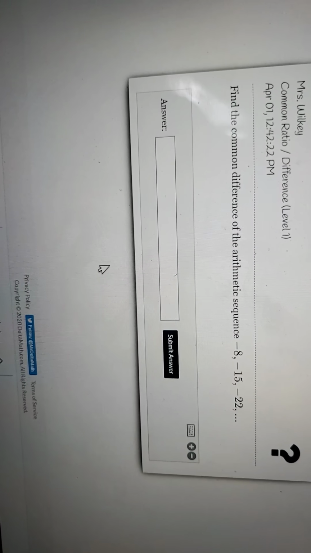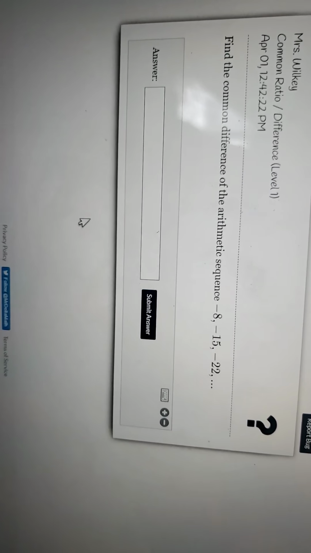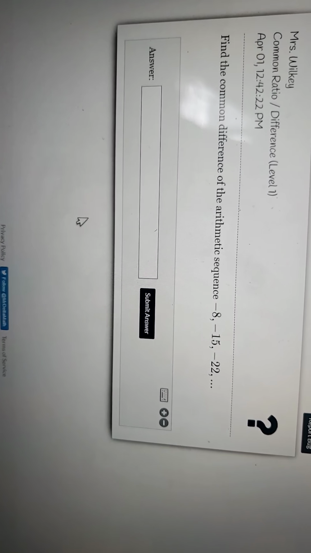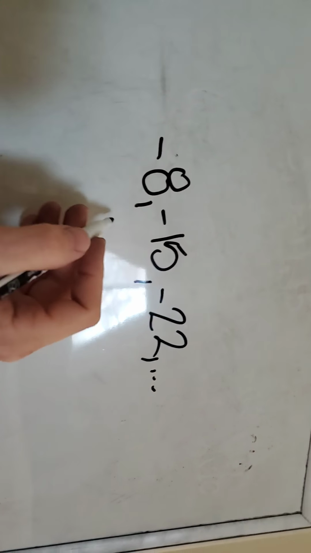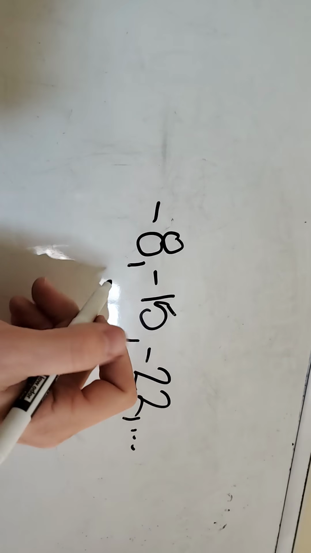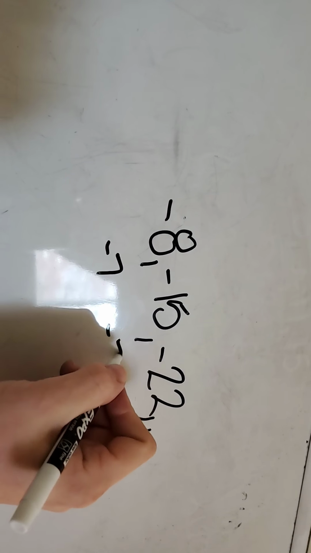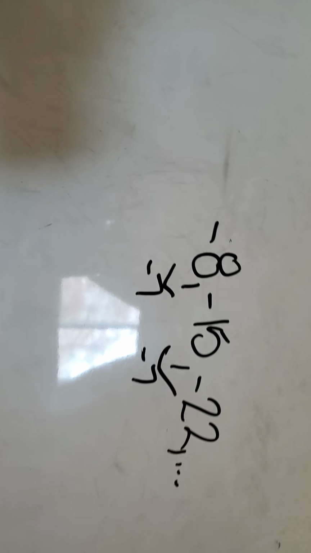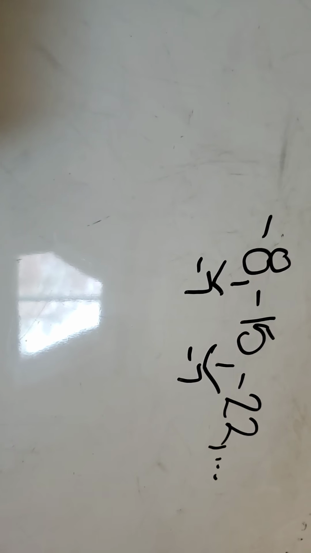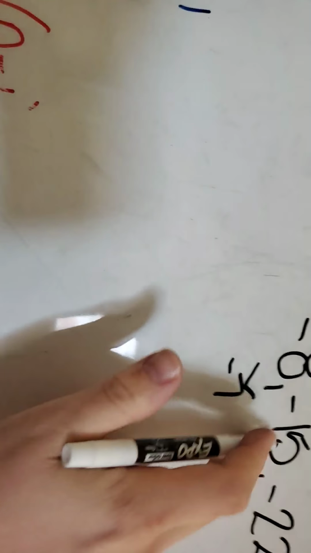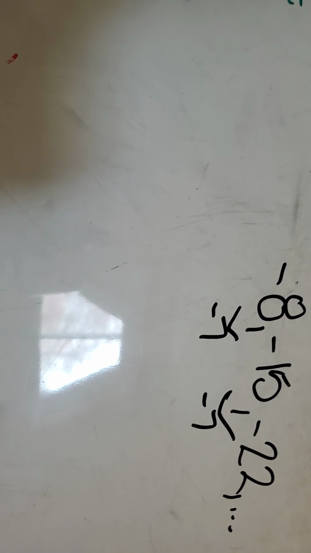All right, getting there. Common ratio, difference, level 1. Find the common difference of the arithmetic sequence. So here we go again, talking about arithmetic. So we're finding a common difference. I'm sure you can see the pattern already. What's the pattern? We're subtracting 7. Minus 7, minus 7. Now if you wanted to find a difference, what does difference mean in math? Well, it means subtraction. So I take a term and I subtract the term before it, and that gives me the common difference every time.